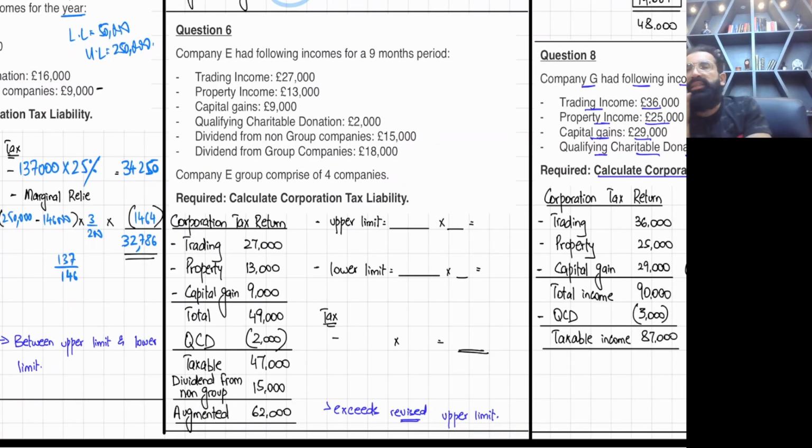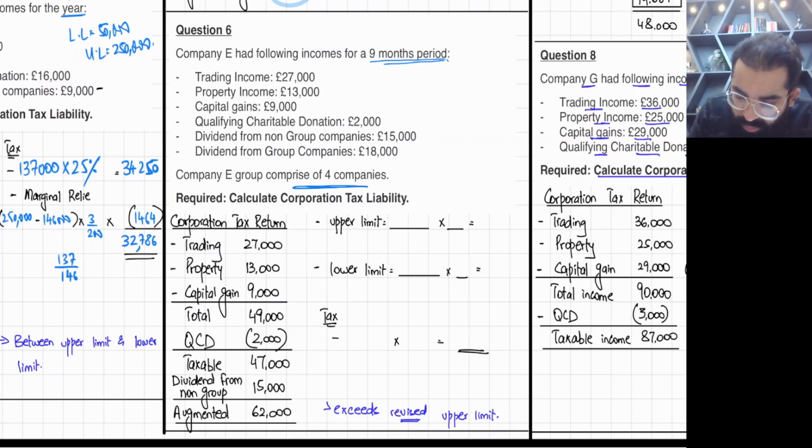Now the next thing is question number 6. I would request you to pause the screen and try it yourself. Now listen. This time your accounting period is 9 months. See, 9 months means you need to apportion limits because of the accounting period. And how many group companies? Total 4 companies in the 51% group. So both reasons are there to apportion the limits.